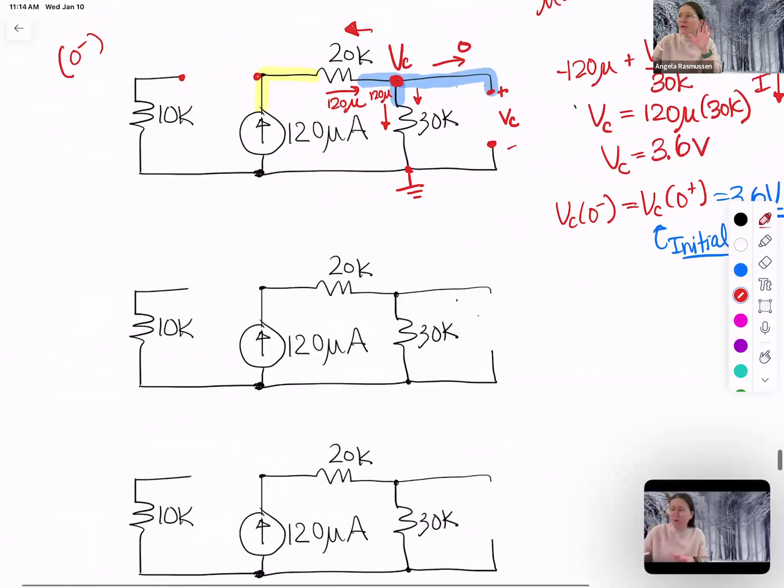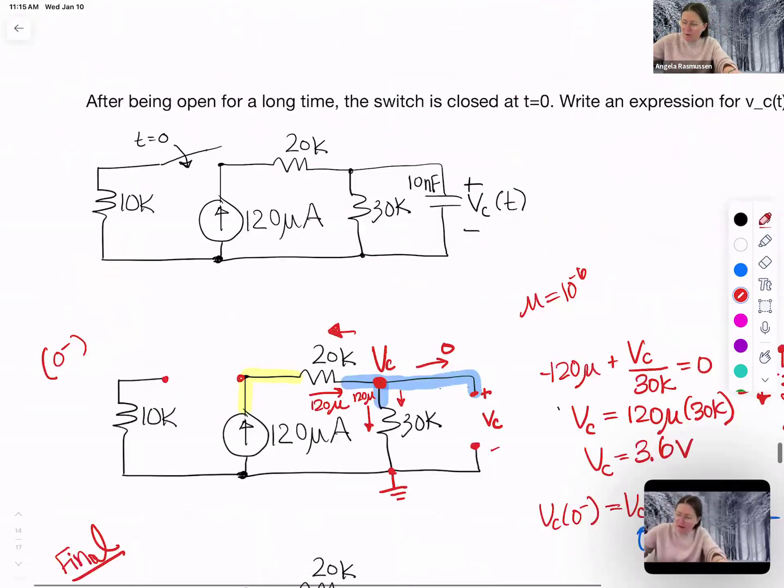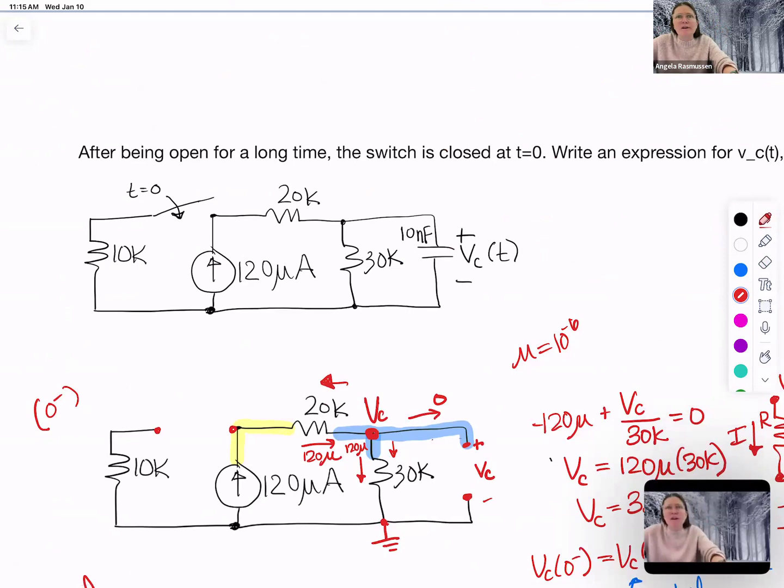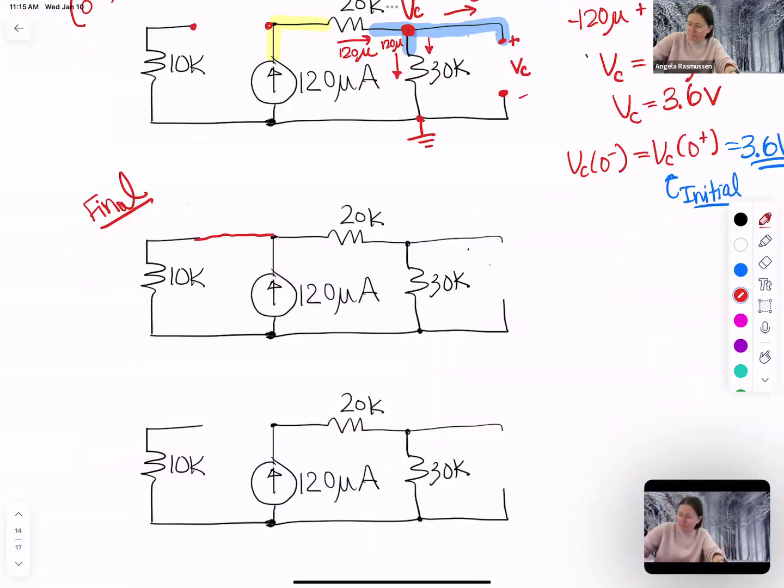Okay, so that's our initial condition or initial value, final value. So final is now, where is the switch going to be in the final value? Close. So I just draw a wire there. And again, it's been sitting for a long time in the final one. Yep. And again, we find that VC.